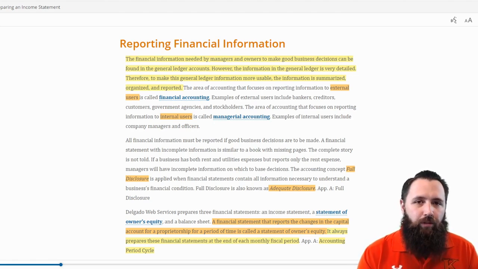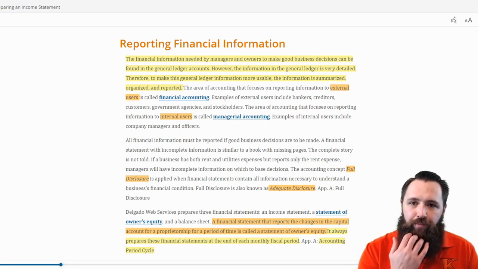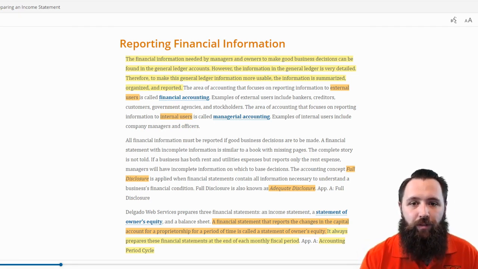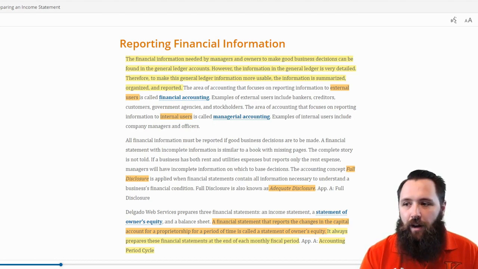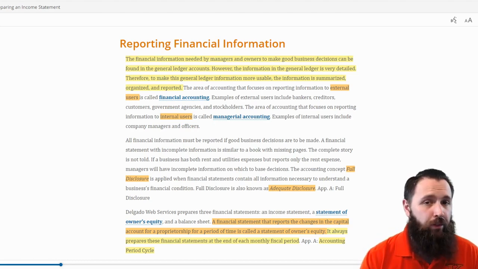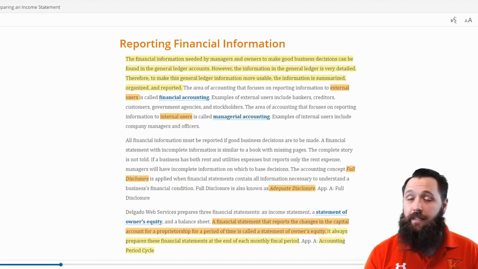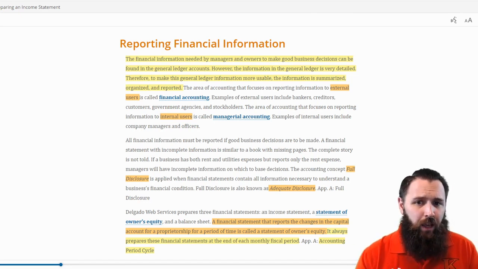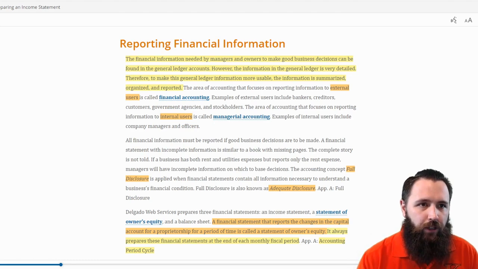When we report financial information, we're attempting to report the financial information that we've had. We get to the end of an accounting period or an accounting period cycle. Let's say it's at the end of the month. For some businesses, it's at the end of every 3 months, and for some, at the end of every year. And now we're going to report financial information to two different groups of people.